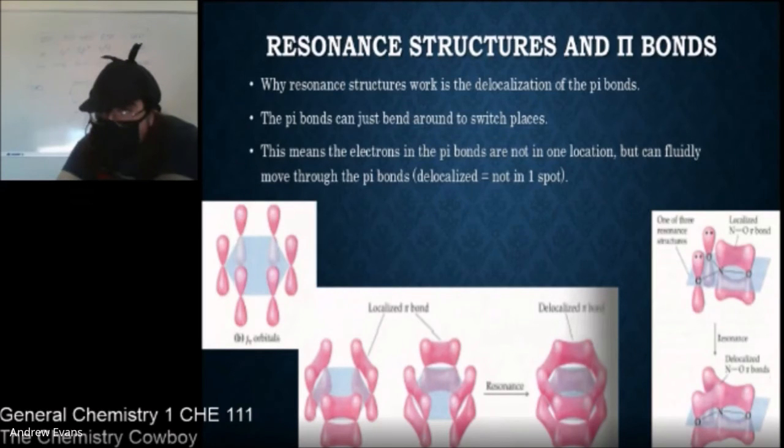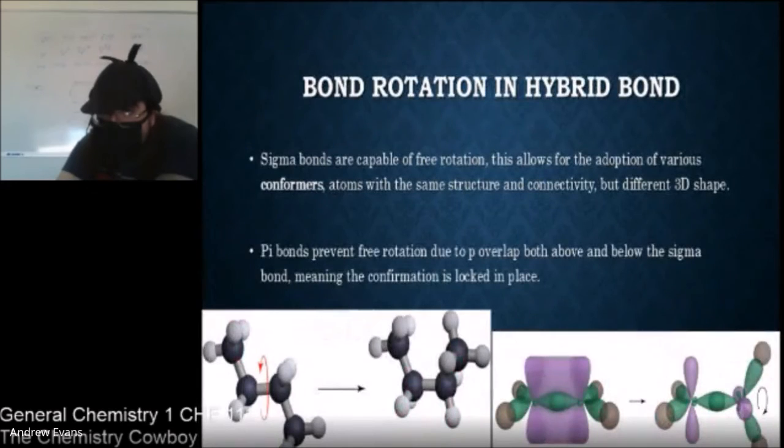So sigma bonds are stuck in place. Double bonds are delocalized. Now we can see some bond rotation in these hybrid bonds. Sigma bonds are capable of free rotation. This allows the adoption of various conformers, molecules with the same structure but different 3D shape.